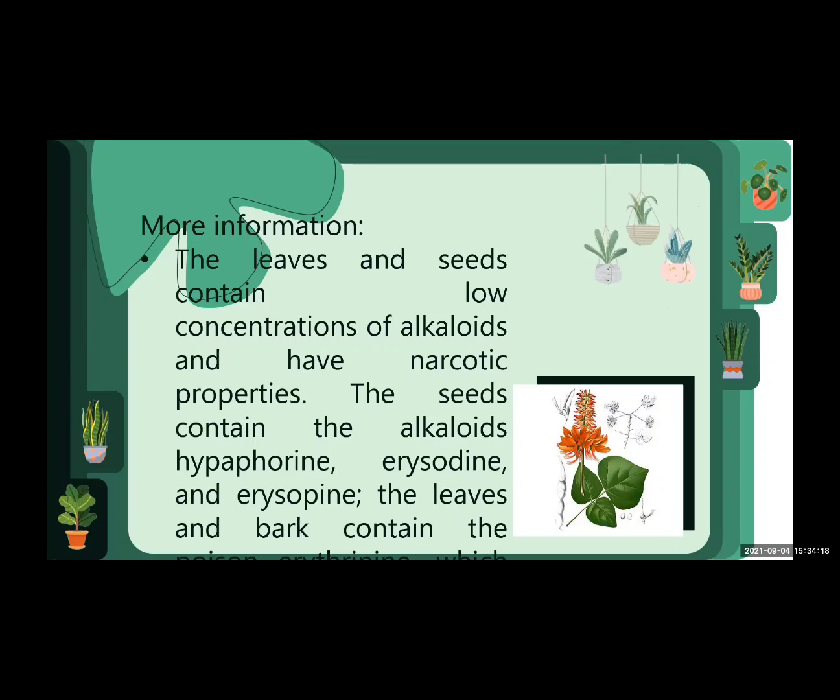So more information. The leaves and seed contain low concentration alkaloids and have narcotic properties. The seed contains the alkaloids hypaphorine, erysodine, and erysopine, and the leaves and bark contain poison.